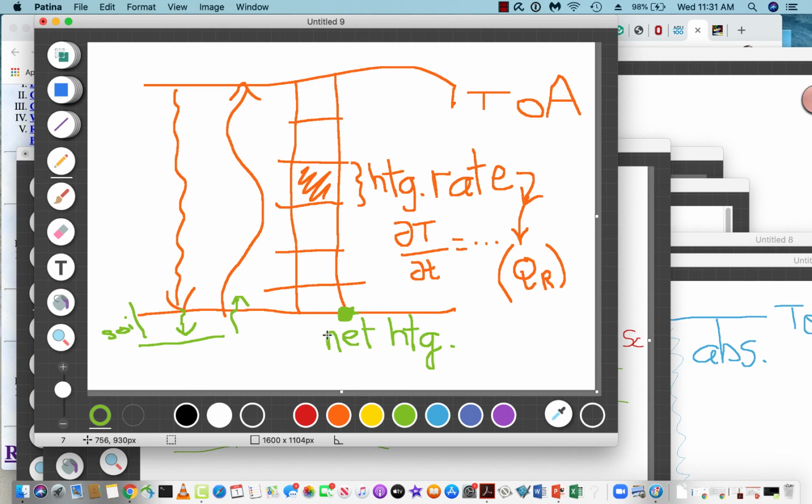So we need to know about radiation to tell us about the heating rate in the column and also what goes on at the surface.